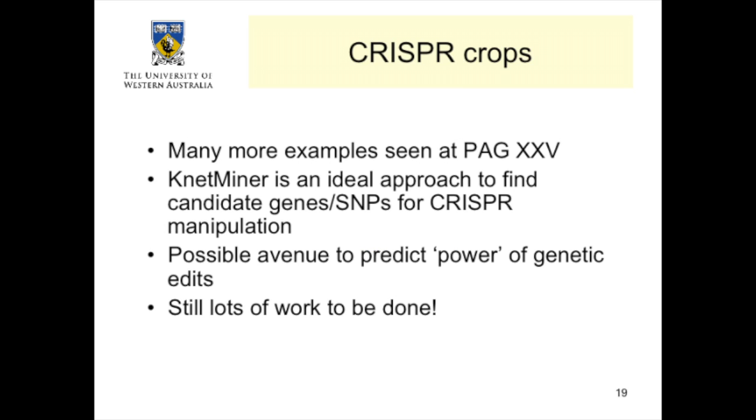So KnetMiner is, I think, an ideal approach to find candidate genes for that. For example, if I want to change something in relation to resistance, I go into the graph and look for my novel genes, especially if you work in an organism that isn't so well annotated, like chickpea. From there you can then find the candidate genes or candidate areas in the genome for CRISPR manipulation. But yeah, there's lots of work to be done yet. We just started to get into CRISPR ourselves, so maybe at PAG 2018 there will be a nice talk.